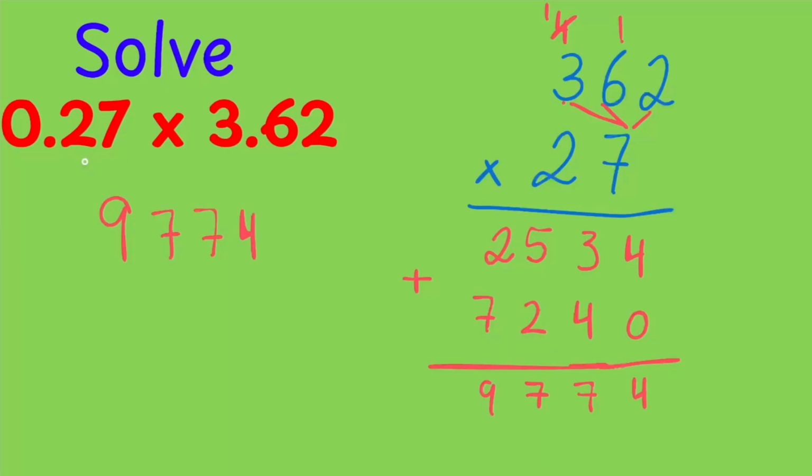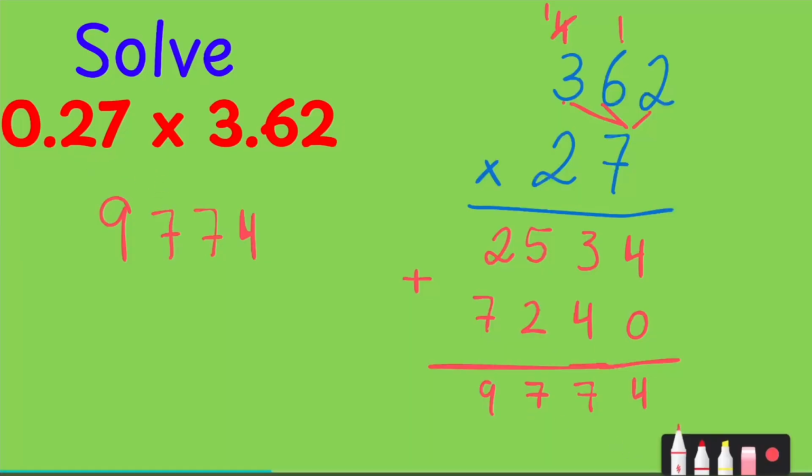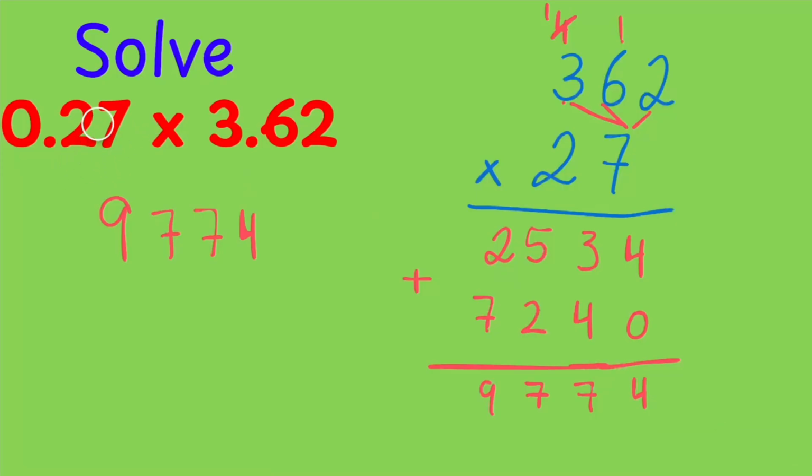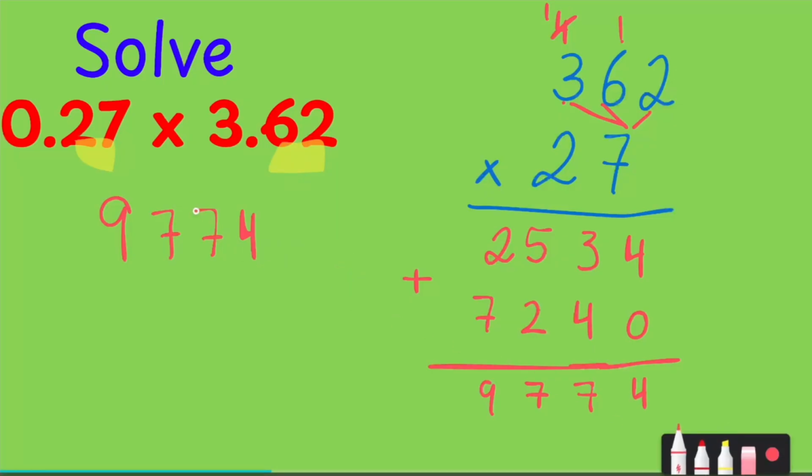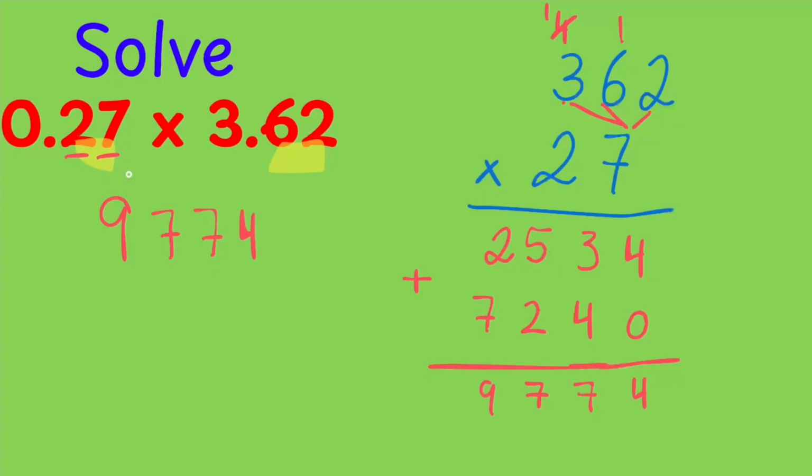How can I place the decimal point? You need to check how many digits you have after the decimal point in every factor. Here we have 2 digits and here we have 2 digits. 2 plus 2 equals 4. Then the decimal point has to be after 4 digits. Add the number of digits together in both factors. We have 2 digits after the decimal point here, 2 digits here, so the decimal point in the product has to be after 2 plus 2, 4 digits.